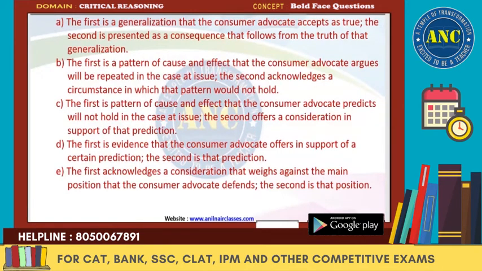Option C: the first is a pattern of cause and effect that the consumer advocate predicts will not hold in the case at issue. The second offers a consideration in support of that prediction. The first boldface portion does present a pattern of cause and effect, and the advocate's prediction is that this time the pattern will be different. Also, the second boldface portion is one of the considerations that the advocate uses in support of that prediction. Hence, option C is the right one.